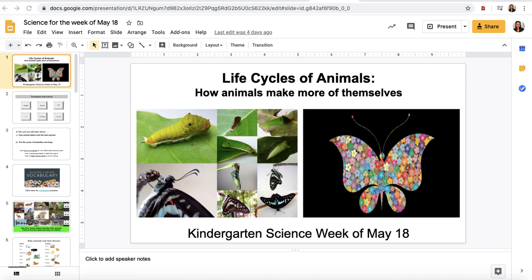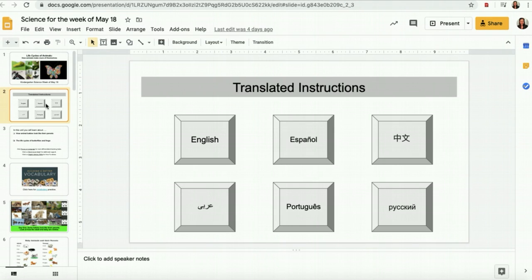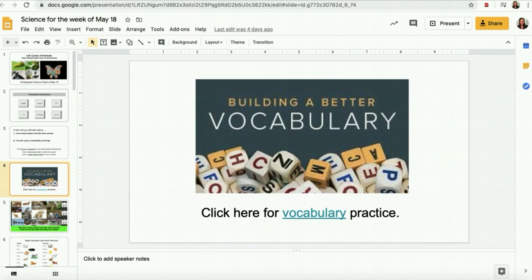I have not assigned science at all this week until today. So we're going to go through day 1 activities. You can see we're going to be studying the life cycles of animals and how animals make more of themselves. When you go into your own slides, if you need translated instructions, they are here for you. So we are going to learn in this unit how animal babies look like their parents and the life cycles of butterflies and frogs. Let's go over some vocabulary.